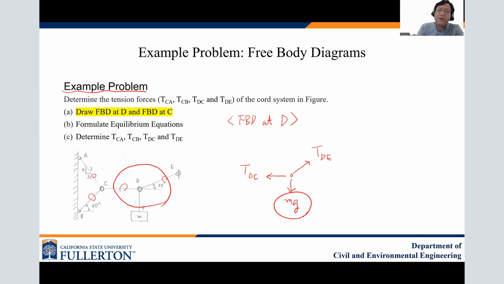And then don't forget in this part, you also put the angle. That is the 20 degree, which is also an important thing. So this is the free body diagram at D, okay? I mentioned the two unknowns, the T_DC and T_DE, right?